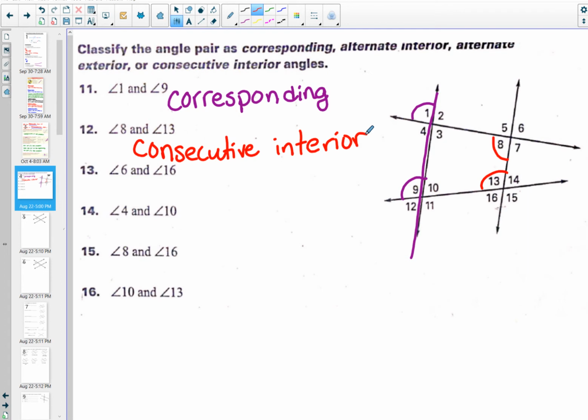Okay, 6 and 16. What do you think about this? Alternate exterior. Why? You're right. What do you notice about it? Yeah, they're both on the outside, and what else? Yeah, they're on opposite sides. If my transversal is right there, they flip-flop. They're on alternate sides of that transversal. Alternate exterior. What about 4 and 10?